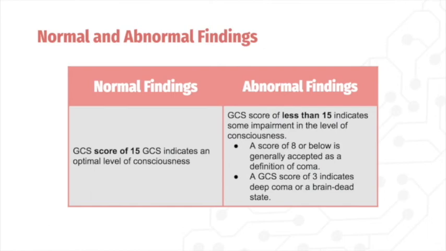So a score of 15 indicates optimal level of consciousness, and a score less than 15 indicates some impairment in the level of consciousness. A score of 8 or below is generally accepted as a coma, and a score of 3 indicates deep coma or a brain dead state.